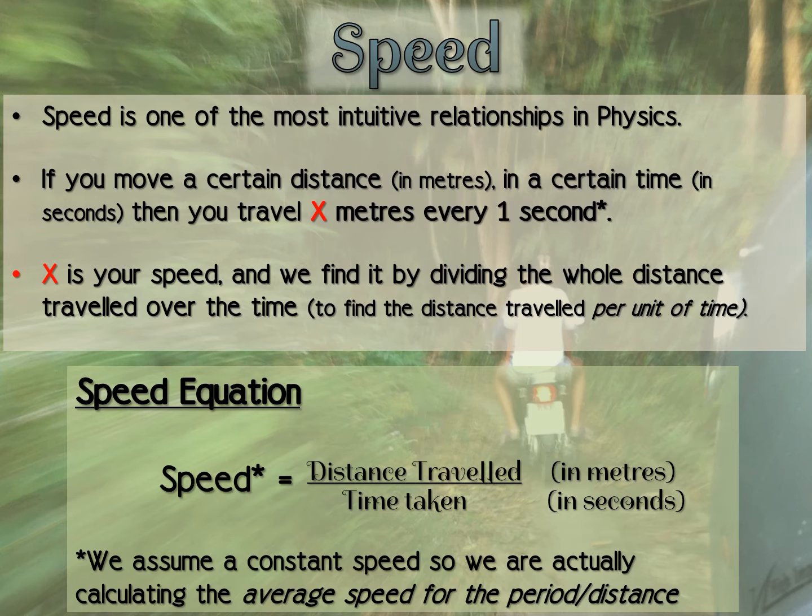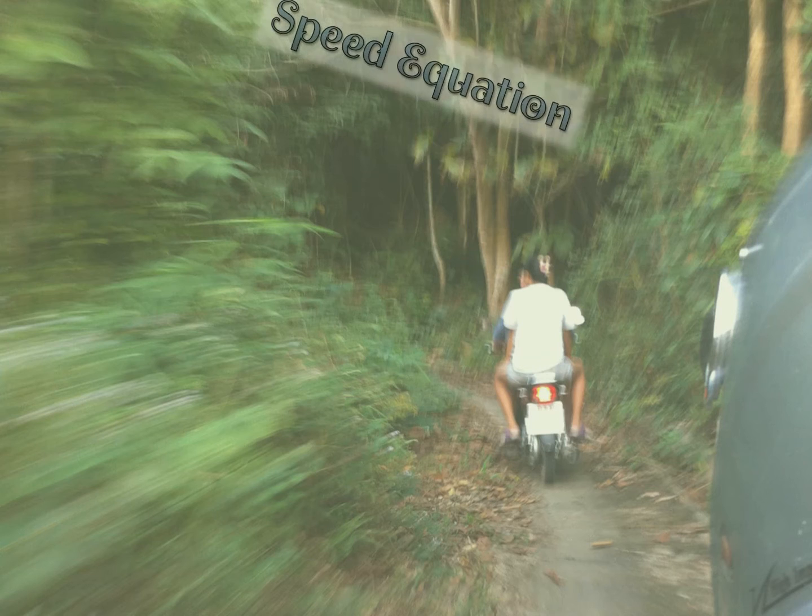It's important to remember though that we are averaging the speed. So you could travel a certain distance in a certain time, but you could change your speed. You could start off very, very slow and you could end up very, very fast. So what we are calculating when we calculate distance over time is the average speed that you traveled over the course of the whole time and the whole distance.